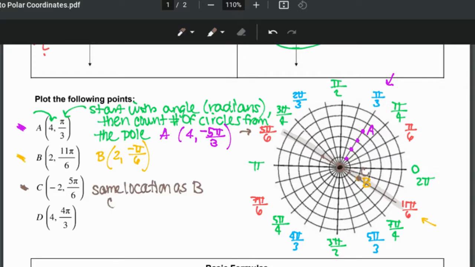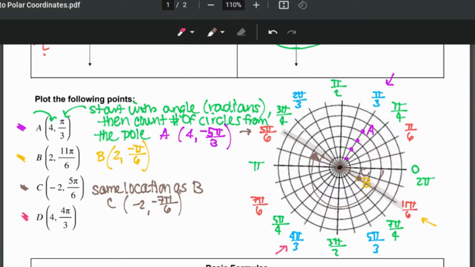Another name for point C, another location, we could have gone downward in a negative angle, so we could have done negative 7 pi over 6 and then crossed over the pole. So if we went negative 7 pi over 6, we would end up at 5 pi over 6, and because we have a negative radius, we would cross over the pole and end up on the other side along that line that's highlighted there.